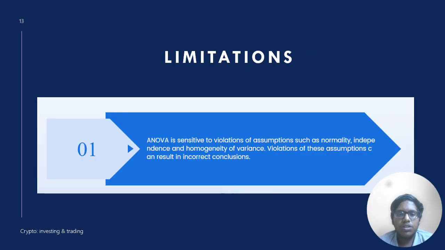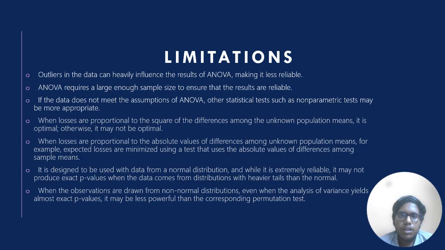Limitations. ANOVA is sensitive to violations of assumptions such as normality, independence, and homogeneity of variance. Violations of these assumptions can result in incorrect conclusions. Outliers in the data can heavily influence the results of ANOVA, making it less reliable. ANOVA requires a large enough sample size to ensure that the results are reliable. If the data does not meet the assumptions of ANOVA, other statistical tests such as non-parametric tests may be more appropriate.